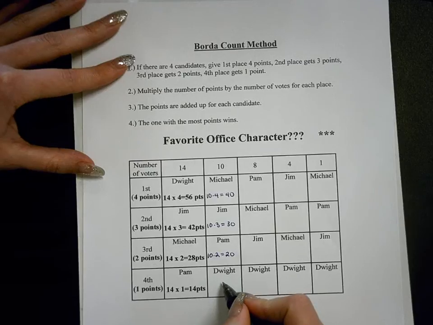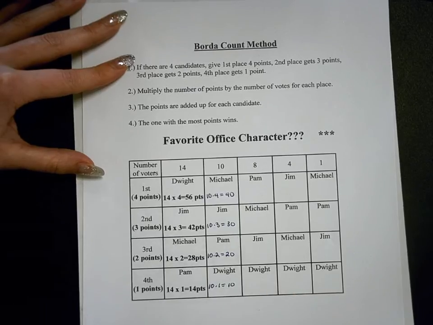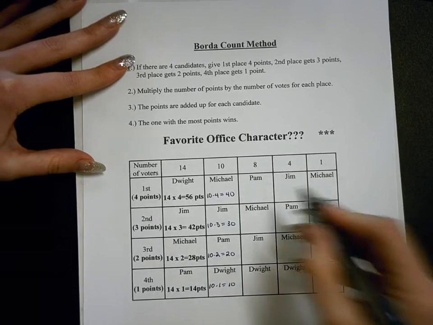And then lastly, there's Dwight, and he's in last place, so he's going to get 1 point, but there's 10 people who voted him in last place, so we're going to go 10 times 1 equals 10. So we're done with that column. 3 more columns to go.